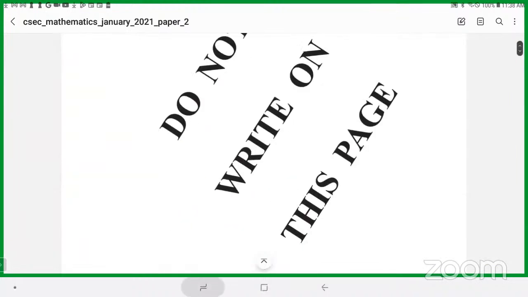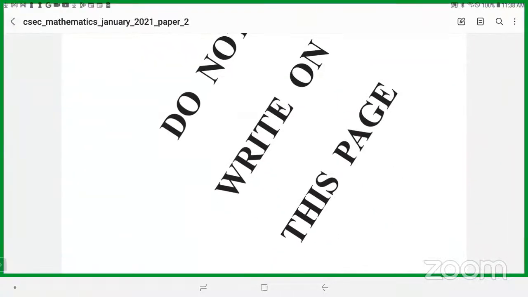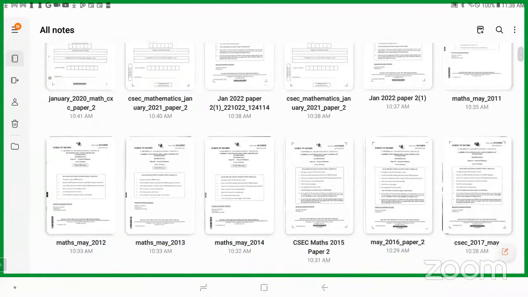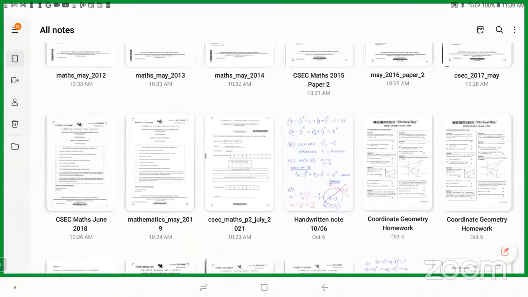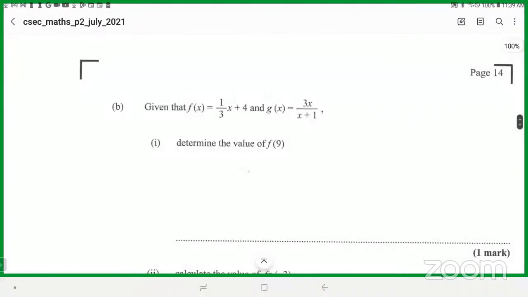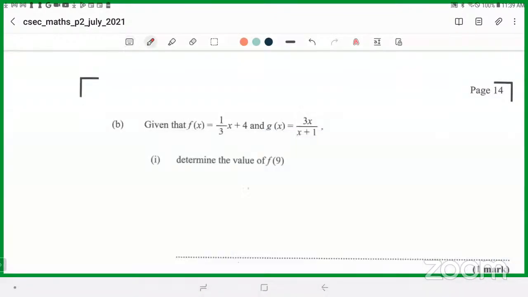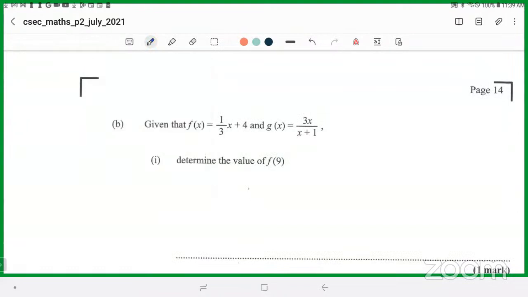All right, so this is 2021. This is January 2021. June 2021. Doing the June ones first. So June 2021. Where are you? Right here. There's another functions question on the past paper. This is the 2021 exam.